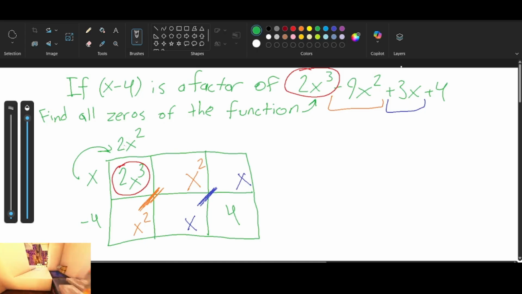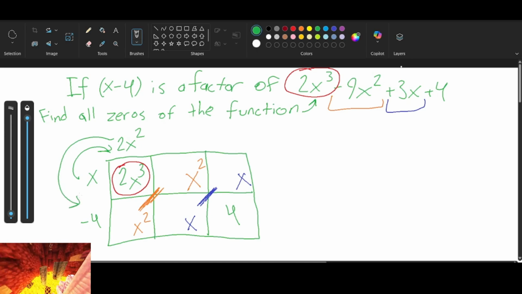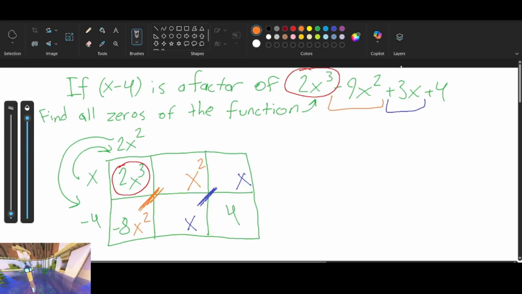I need room. So then, I know I have 2x squared. 2x squared times negative 4 gets me how many x squareds? Well, 2 times negative 4, that's negative 8. So in my bottom left box, I get negative 8x squared. So I have my left column done.